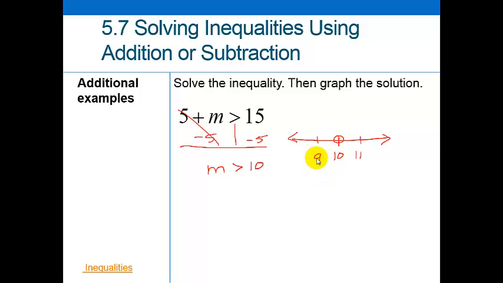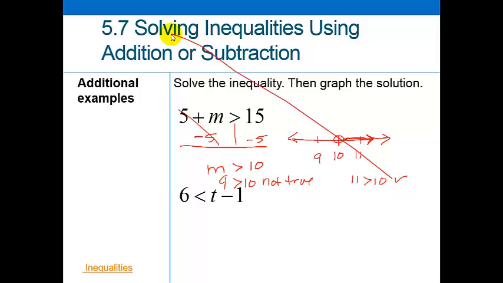I look to the left, and I substitute it in for the variable. Is 9 greater than 10? No, not true. Okay, so all of my solutions are going to be to the right. I cannot put in any number to the left of 10. So I'll just check to make sure. 11 greater than 10? Yay, that's true.